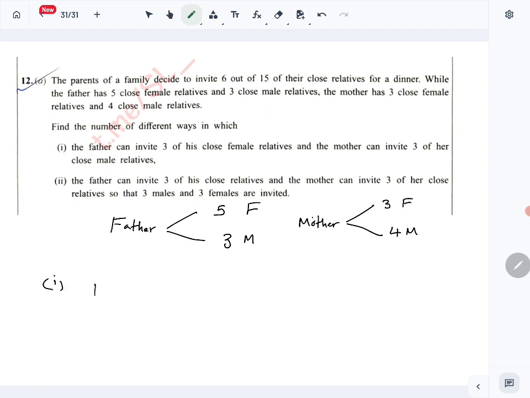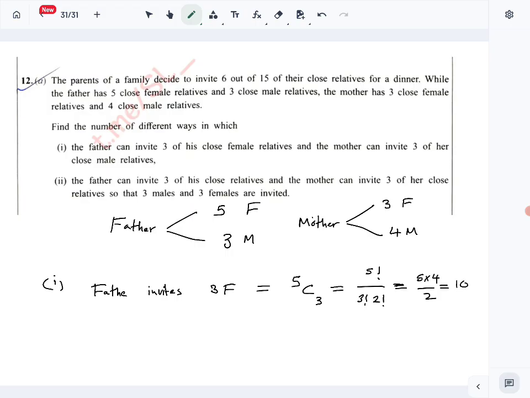So father invites how many? 3 females. How many ways can father invite 3 females? He knows 5, so that is 5C3. He has to pick 3 of them. So that is 5 factorial over 3 factorial, 2 factorial. So that is 5 times 4 over 2. So father can invite 3 females in 10 ways.